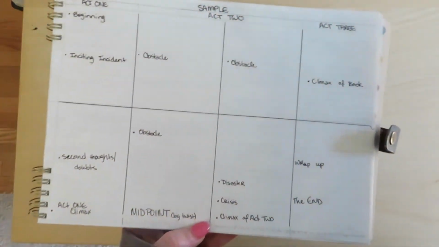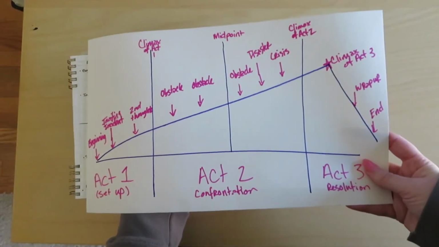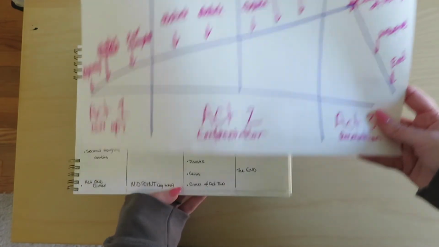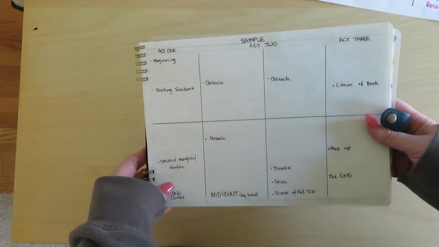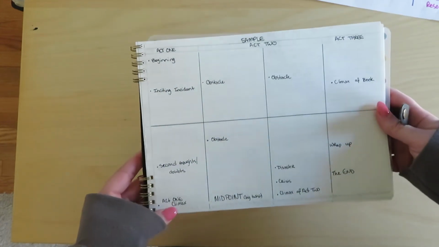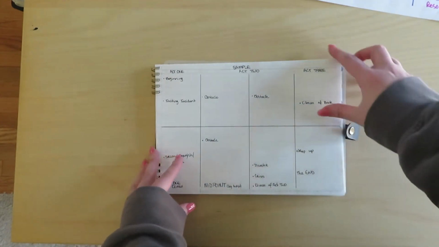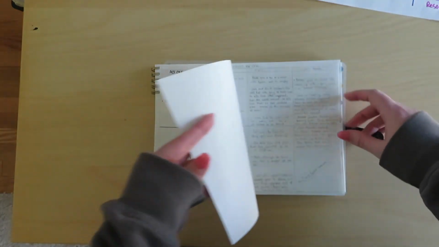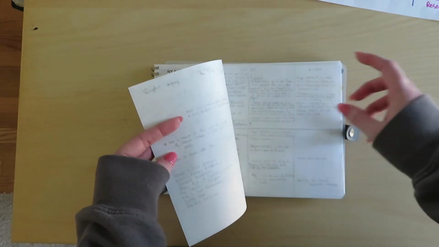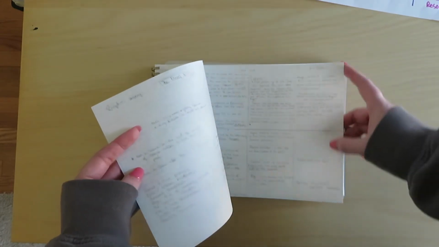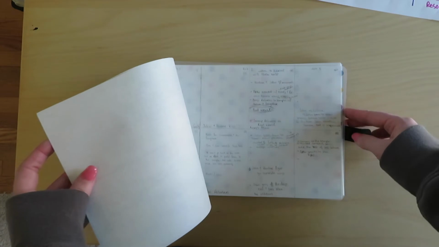So each one of those boxes is what I call a sequence. I think Alexandra Sokolov calls them sequences too. So there's Act 1 has sequence 1 and sequence 2. Act 2 has sequence 3 to sequence 6. And just using that, I start filling out my story.